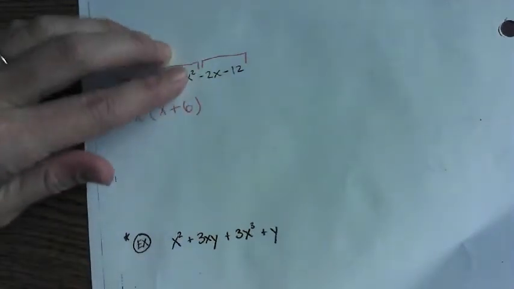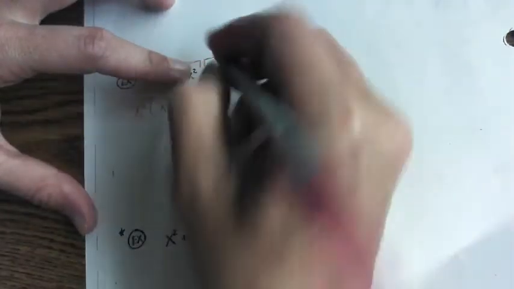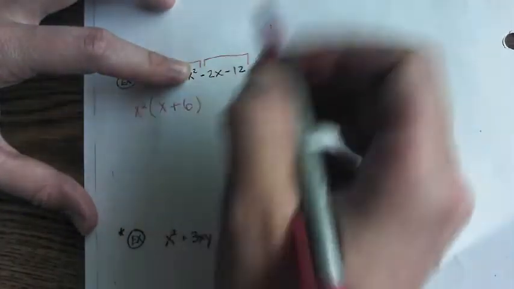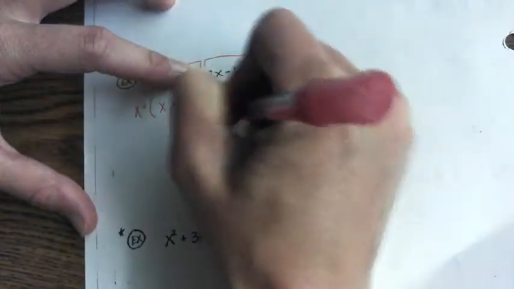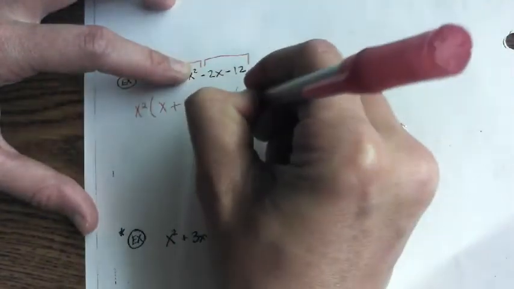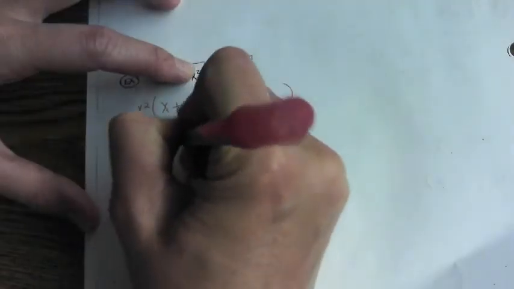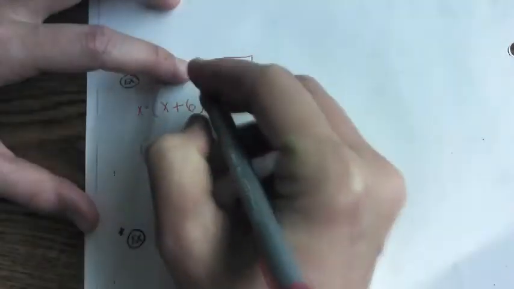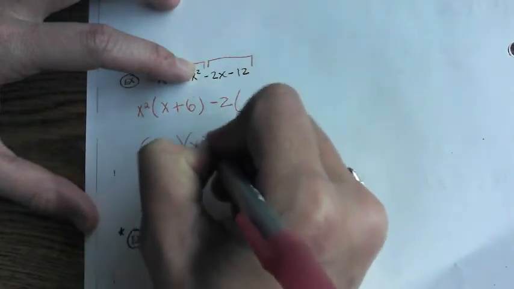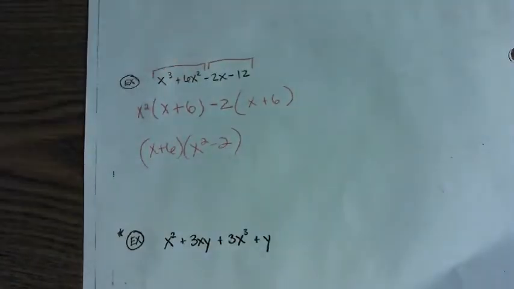Negative 2x minus 12, Bella, what can I take out? 2. Negative 2, does everyone see that? It leads with a negative, take out the negative. So negative 2, and what's left, Bella? X plus 6. Did grouping work? Yes, how did you know? They match, so I take that x plus 6 out in front. And what's left, Corey? X squared minus 2. Beautiful. Not hard, right? Just different and weird.